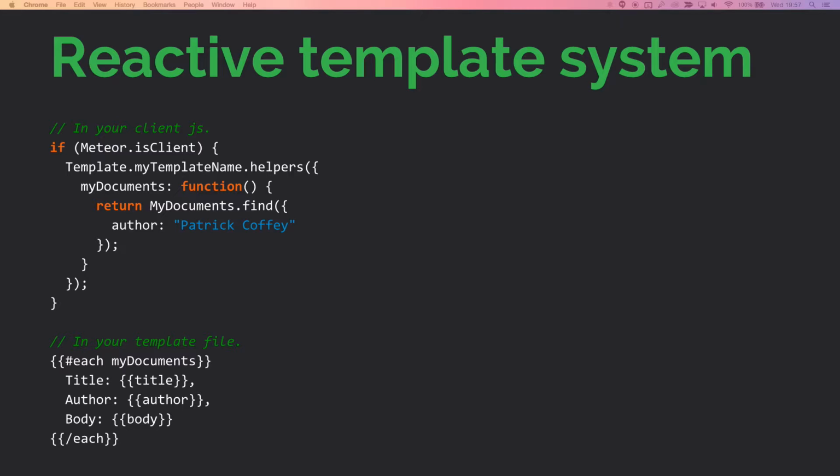So here's an example of how you might use the templating system. We have a subscription that we defined earlier, and it subscribes to a publication and gives us documents, by author. So now we're going to find documents by the same author, and we're going to pass it to a template. And in the template file, we're going to go through each of these documents and print attributes about the document.